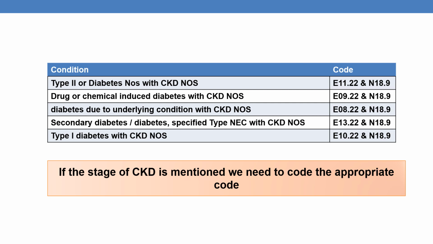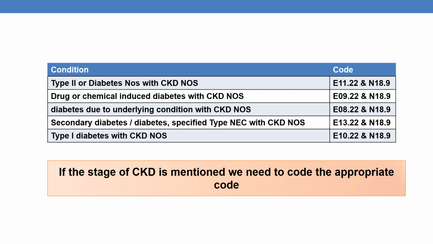One important point is if the stage of CKD is mentioned, we need to code the appropriate code. For example, if the physician describes type 2 diabetes with CKD stage 1, in that case the codes will be E11.22 and N18.1. N18.1 indicates stage 1 CKD. Similarly, N18.2 indicates stage 2 and N18.3 indicates stage 3. Likewise, if the stage is mentioned, you need to code the appropriate code. If the stage is not mentioned for CKD NOS, if the physician simply describes CKD, the code is N18.9.